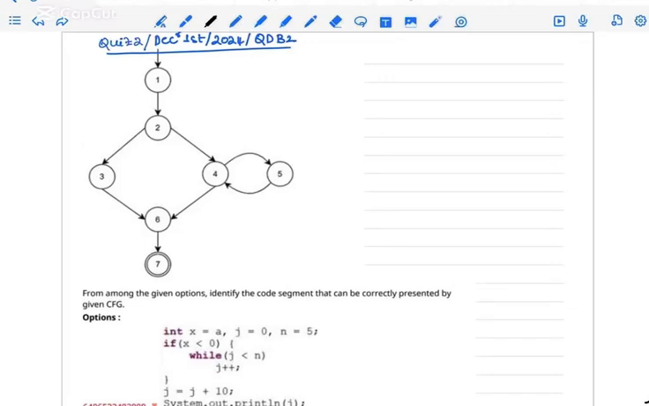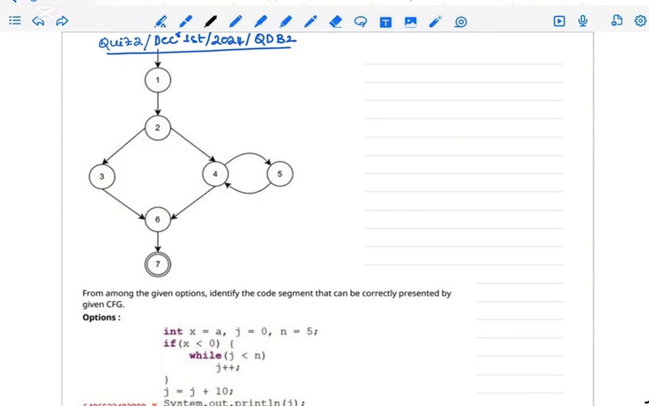Friends, this question is from quiz 2, December 1st 2024, Software Testing QDB2 question paper. They have given a control flow graph. From among the given options, identify the code segment that can be correctly represented by the given control flow graph.